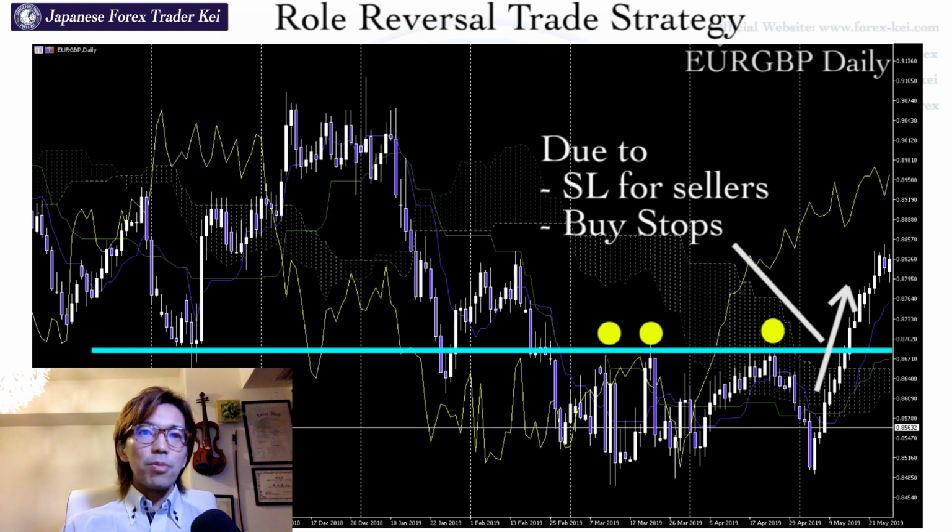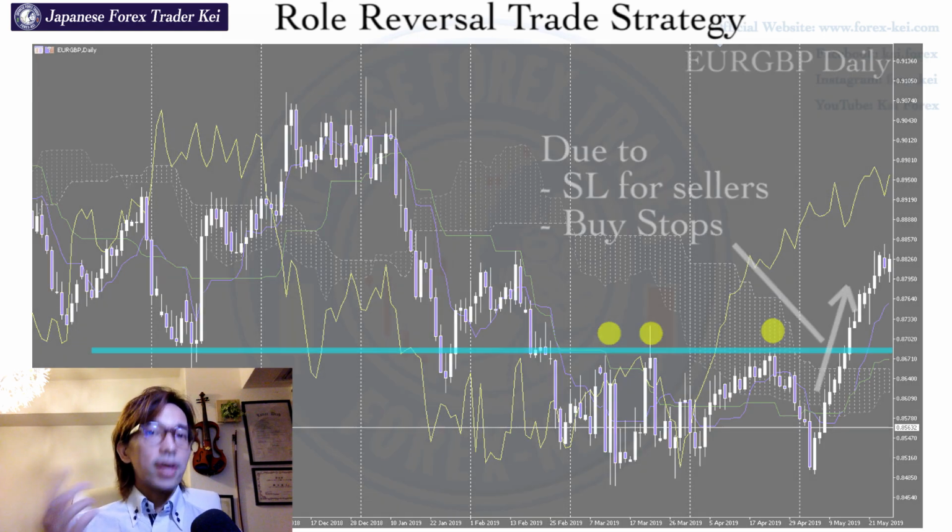Now I could just keep going on and on by looking at past charts, but that's just like being smart after the event. So let me show you my real trade using this role reversal strategy, so that it's more practical.